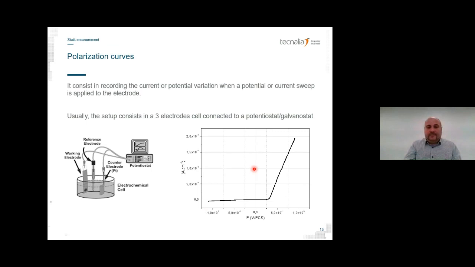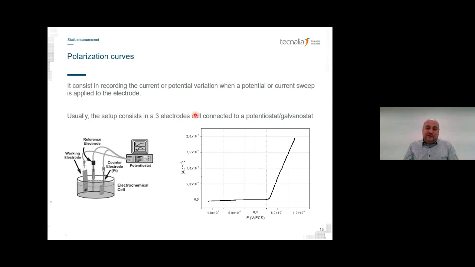So let's try to do that for our material. We need two things for that. First, something that is going to move the potential and measure the current generated, and that is what we call a potentiostat. Potentiostat meaning that this tool can work by imposing potential and measuring currents. It is the potentiostatic mode, and there is the galvanostatic mode.